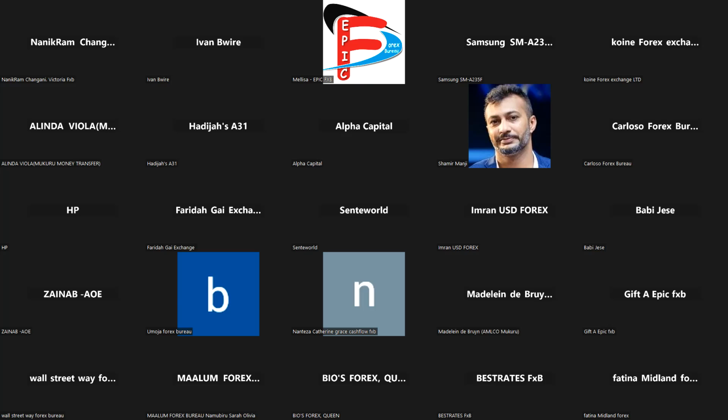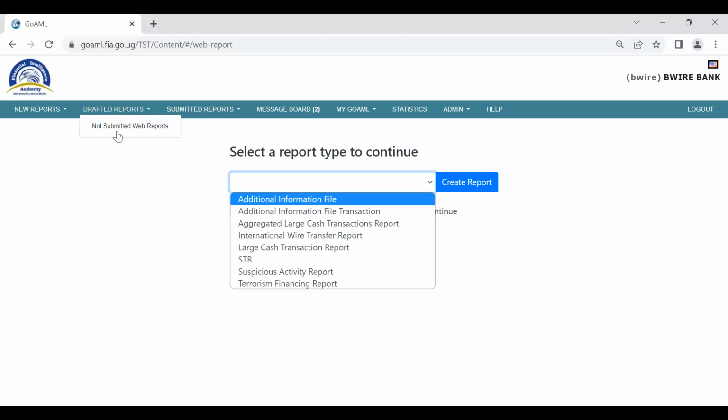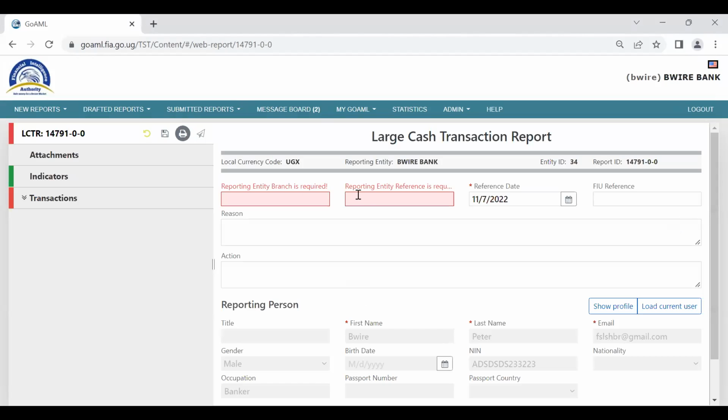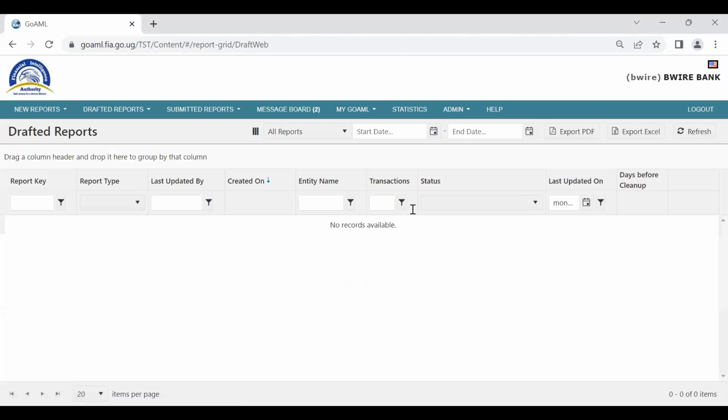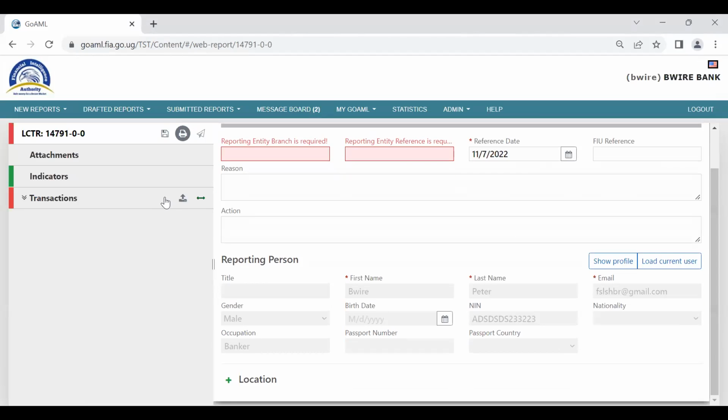Or maybe I can just share my screen again and you see it. So for every report that you submit, you can come and save a draft here. So once you log out, the following day, you can come to your draft reports and continue adding more transactions.